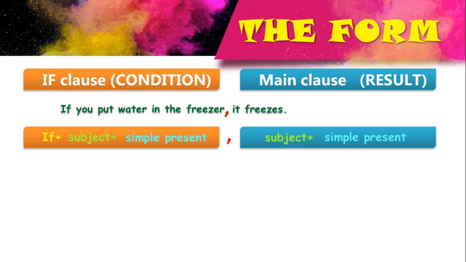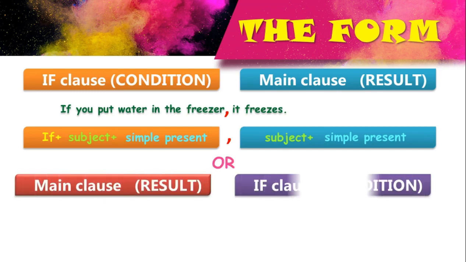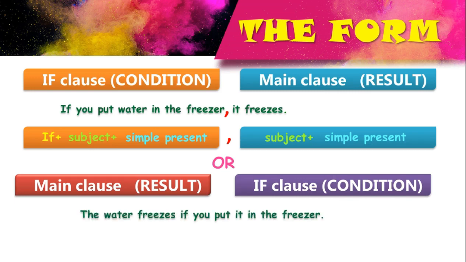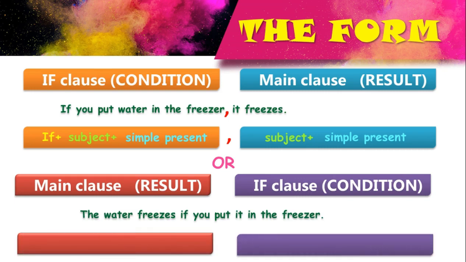But this is not always true, because sometimes conditional type zero starts with the main clause plus the if clause. For example, the water freezes if you put it in the freezer. And here we change also the order of the rule, and we get subject plus simple present in the main clause, if plus subject plus simple present in the if clause.